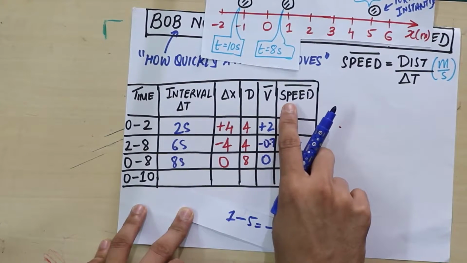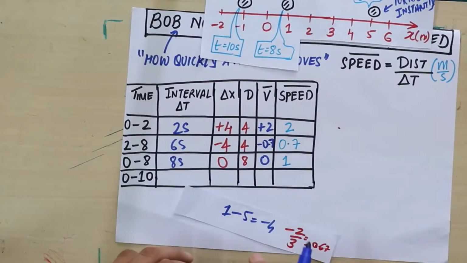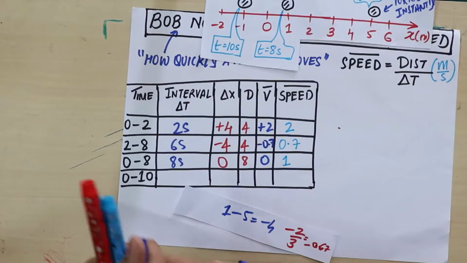But what is the meaning of average speed here? Well, if you are concerned about average speed, it's how quickly he moved.